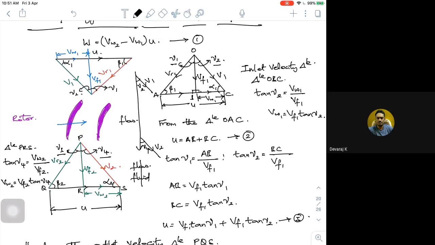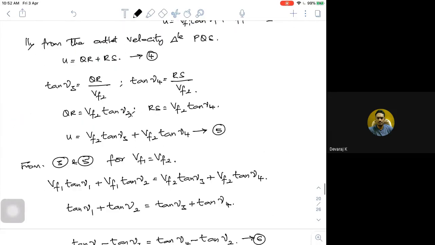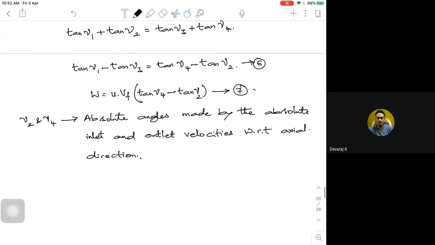So in an axial flow machine, if I know gamma 1, gamma 2, gamma 3, or gamma 4, I can directly build a relationship with respect to the velocities in the flow directions. I got that expression here, where work done is equal to u, your peripheral velocity, and Vf. There may be cases where Vf1 may not be equal to Vf2. For that also we can see.